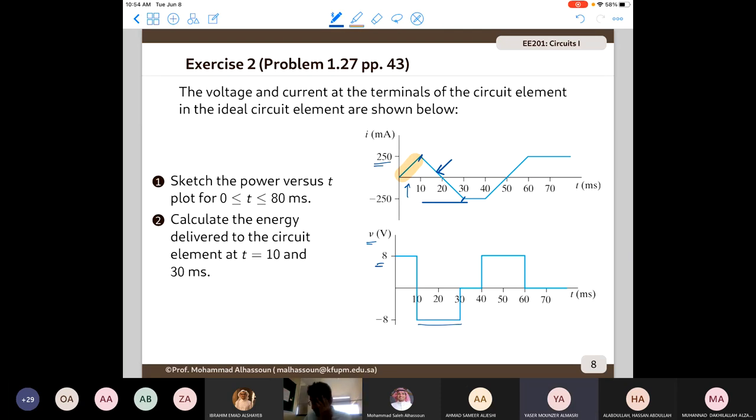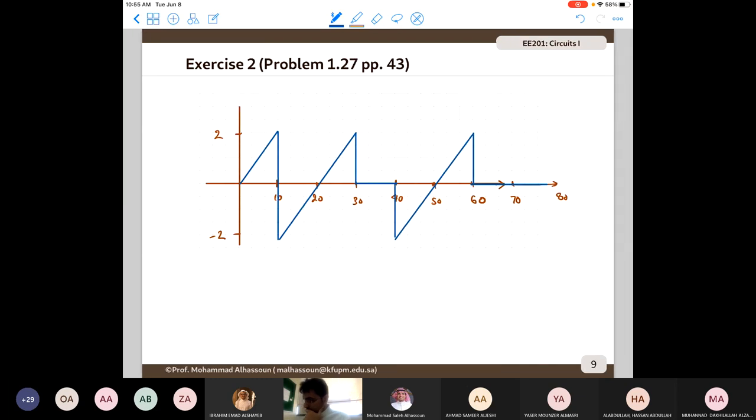The second part is asking us to calculate the energy delivered to the circuit element at t equals 0, t equals 10, and 30 milliseconds. So I'm looking for new names. Okay, Abdel Karim. Yes, doctor. I know that the derivative of energy is the power. I solved it by deriving the equations like the book did. Can you solve it using the figure? I should be able to. Can you do it now? I don't know, because of the way I did it. Okay, good. So who else wants to?